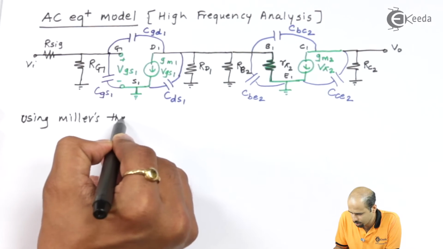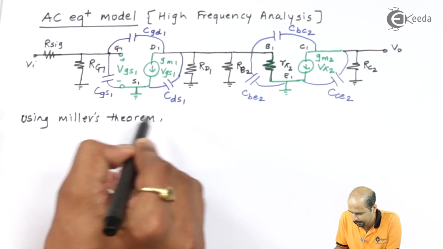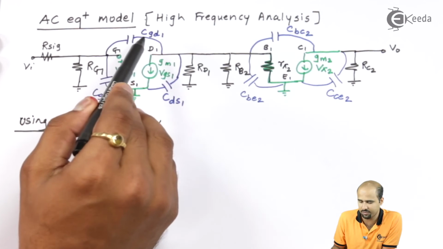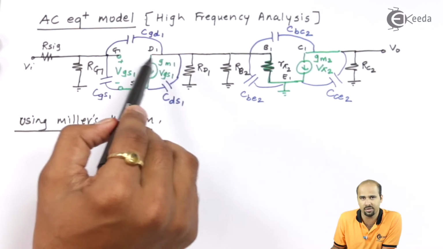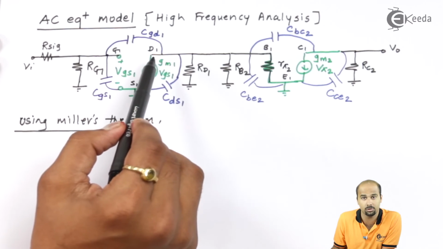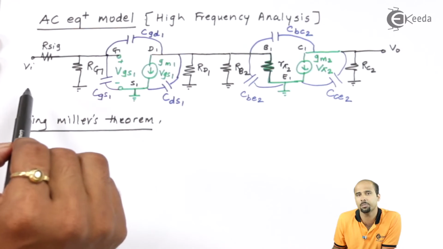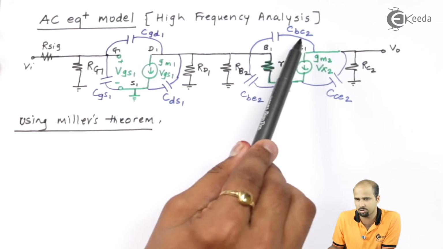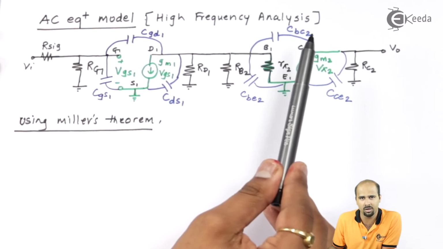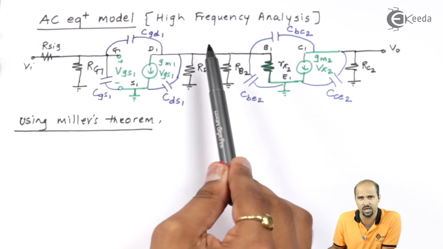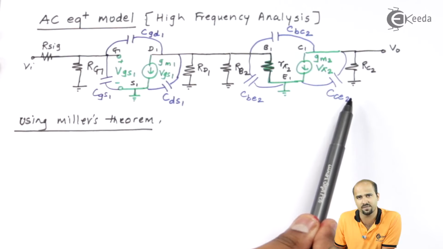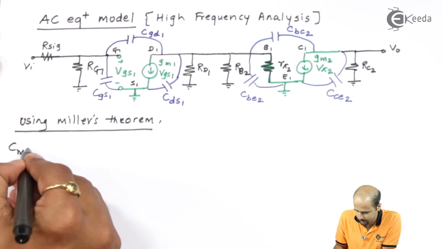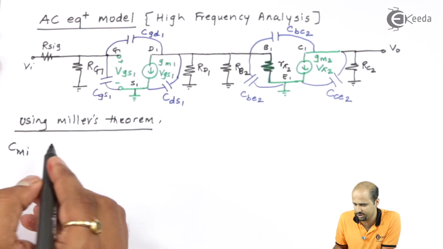Using Miller's theorem, we just have to replace this CGD1 in between G1 and D1. Instead of that, we will draw this particular capacitance at the input side as well as the output side of stage 1. Similarly, this CBC2 I will discard and I will convert it at the input side of stage number 2 and the output side of stage number 2. So let's try to get how we will be getting the value of CGD1.